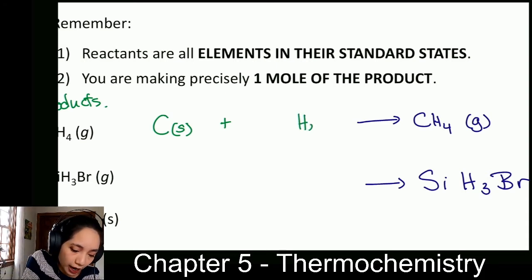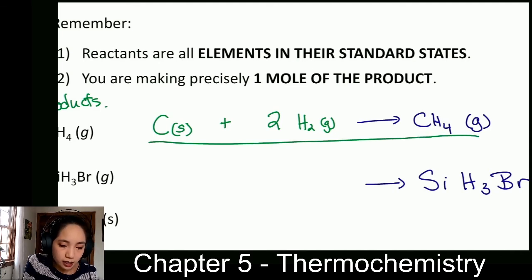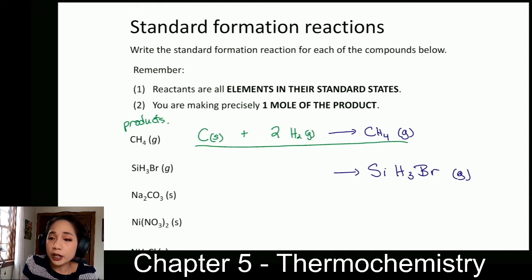So H2 gas. But we need to make sure that those atoms are balanced. There's 4 hydrogens in CH4. I only have 2 here, so I'm going to put a 2 coefficient in front of H2 gas. Right? So this is the standard formation reaction for the formation of CH4.